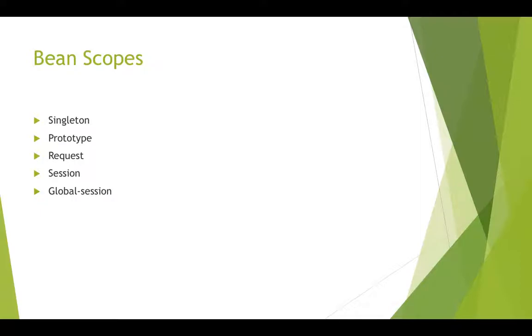There are multiple bean scopes that we have. The first one, and the default one, is called singleton. If you are familiar with the singleton pattern, it says that for one Spring IoC container, there would be only one instance of that bean. The next one is prototype, which says that you can have any number of instances of that bean for one IoC container.